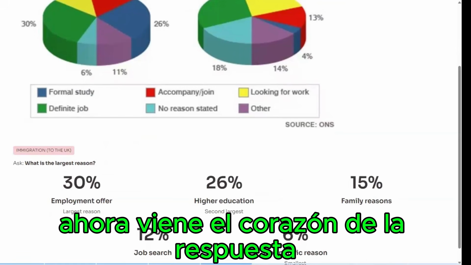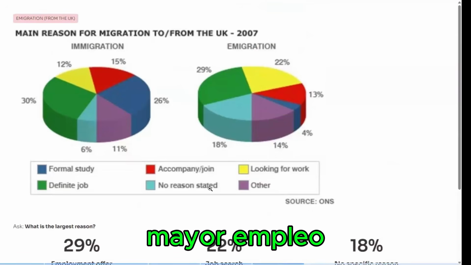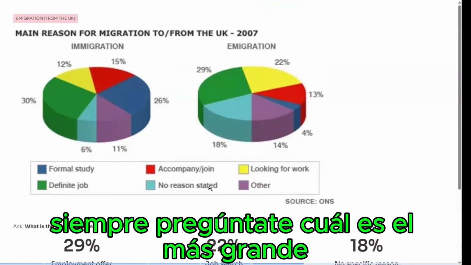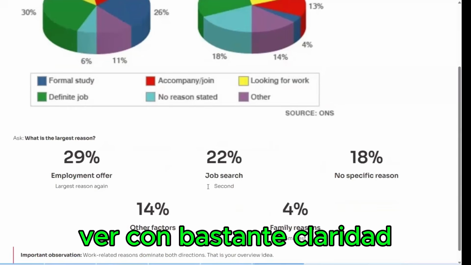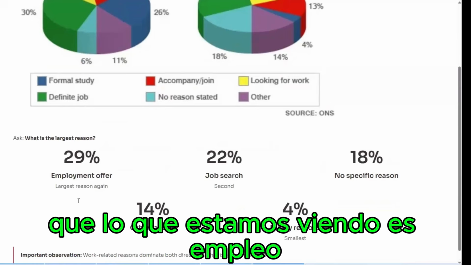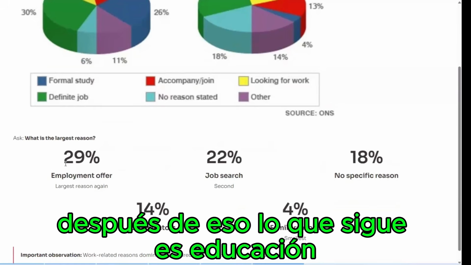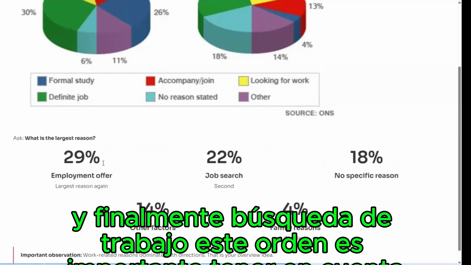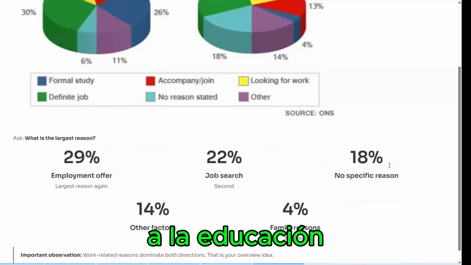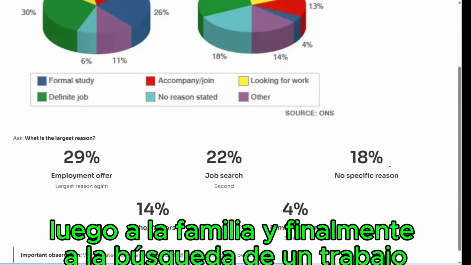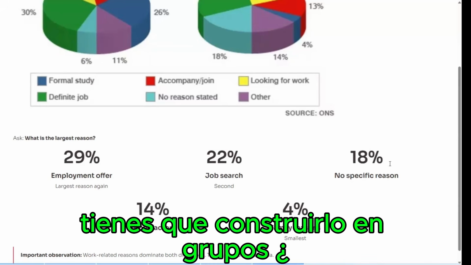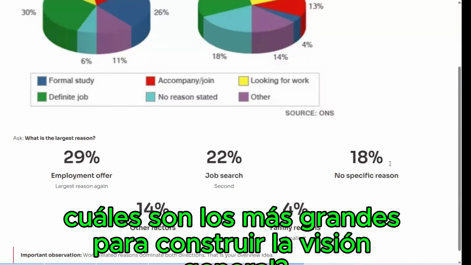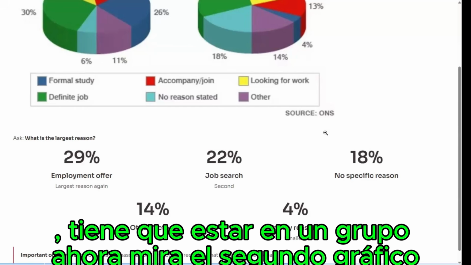Now comes the heart of the answer. Largest: employment. Always ask yourself, which one is the largest? So then here you can immediately see quite clearly that what we are looking at is employment. After that, what follows is education, then family, all in that particular sequence, and finally, job search. This order is important to note, as it shows the progression from employment to education, then to family, and ultimately to searching for a job. You're building your overview here. You have to build it in groups, right? Which ones are the largest to build the overview, okay? It has to be in a group.